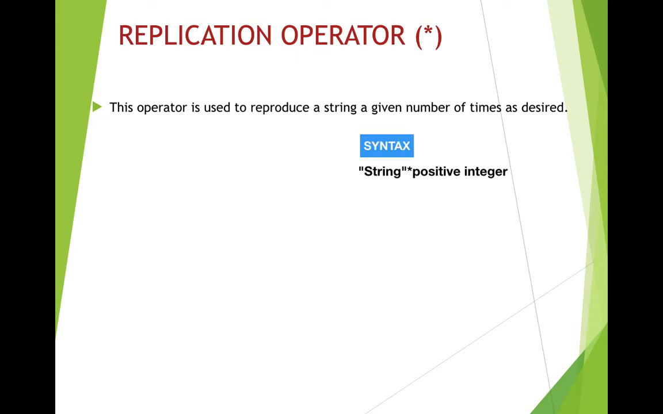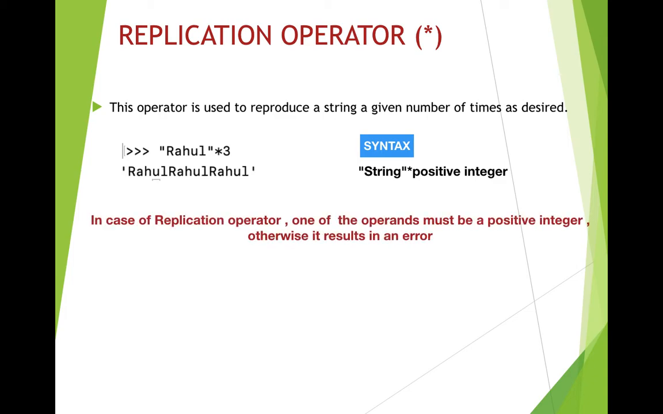What is the syntax? The syntax is a string within quotes into a positive integer. You can use any positive integer. You can also use a positive integer into a string, and that is also fine. You can just interchange them because it is commutative. Now if I write 'Rahul' into 3, here 'Rahul' is a string and 3 is a positive integer. So how many times will it be replicated? It will be replicated 3 times. Therefore, I am getting 'Rahul' as an output, 3 times.